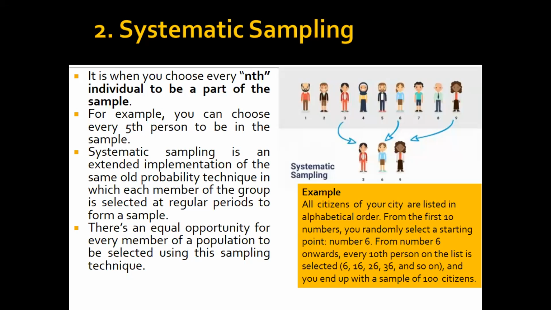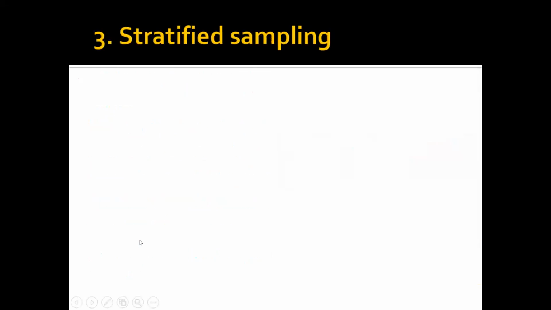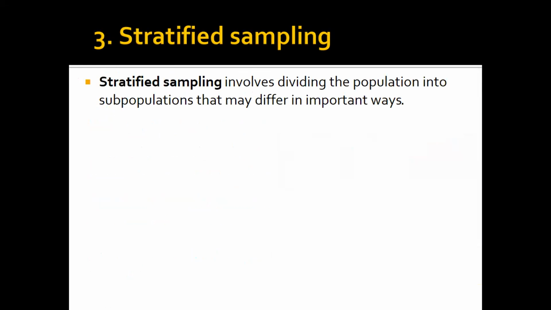Like another example, all citizens of your city are listed in alphabetic order. From the first to 10th, you randomly select a starting point, like you selected number 6. From number 6 onward, you select every 10th person on the list, like 6, 16, 26, 36. You continue this process, exhausting your whole sampling frame, till the whole sample of 100 citizens is achieved. I hope the sampling frame is now clear to all of you, and I'm now proceeding to stratified sampling. We have 15 more minutes before we start practicing.